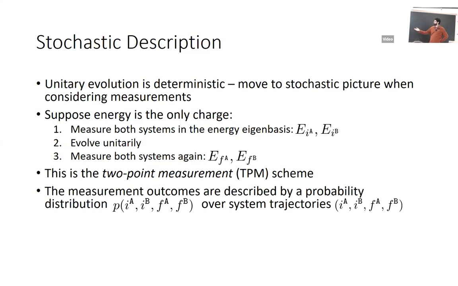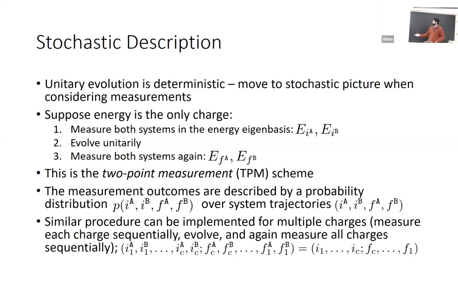And now suppose we had more charges than just energy. You could consider generalizing this kind of scheme: measure all of the charges, evolve via the unitary, and then measure them all again. Well, you would just have a bunch more indices, but everything would otherwise be the same. And already you can see the notation starts to get a little messy. So just for simplicity, I'm going to write I1, I2, and so on. But that's just a way of wrapping up and not writing out A and B separately. So there's nothing sophisticated going on there. This is like a composite index for both systems.